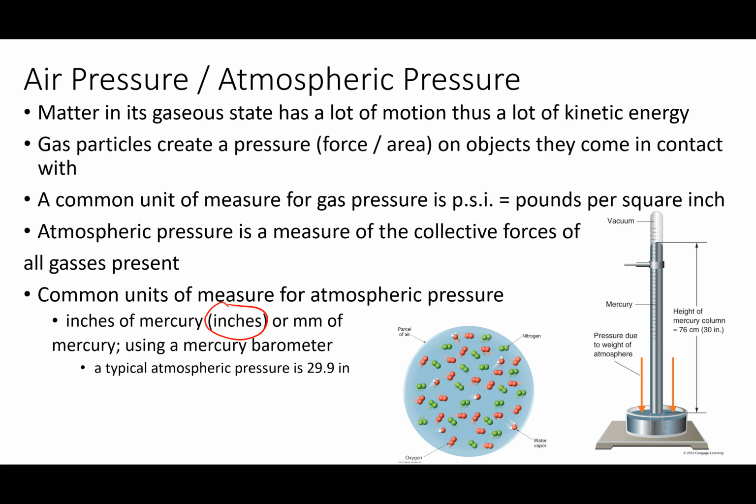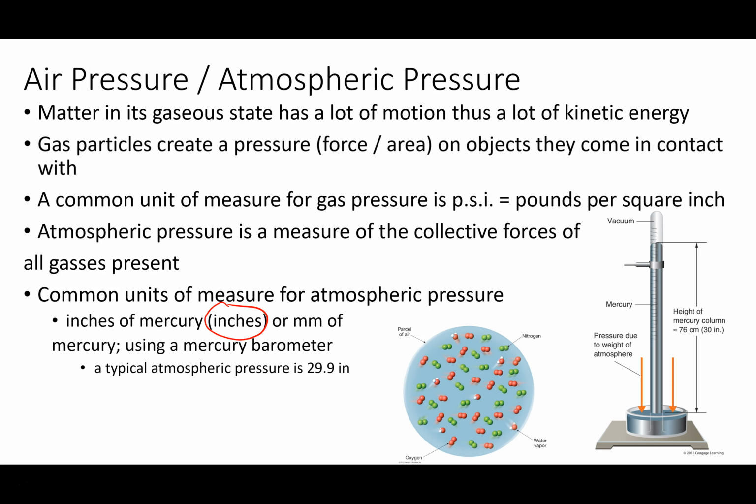What happens is this is actually a glass tube, and this glass tube is closed up here and it's open down here. This is an open pan of mercury. In order to get this ready, they pulled a vacuum in this tube closed at one end, then put it in here, and then let the level settle.